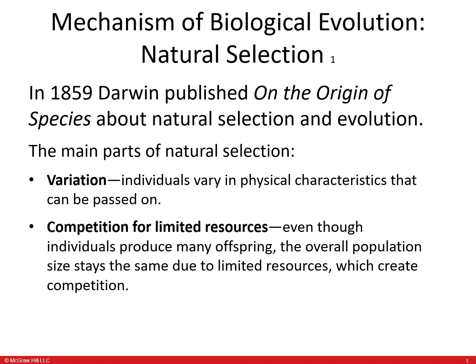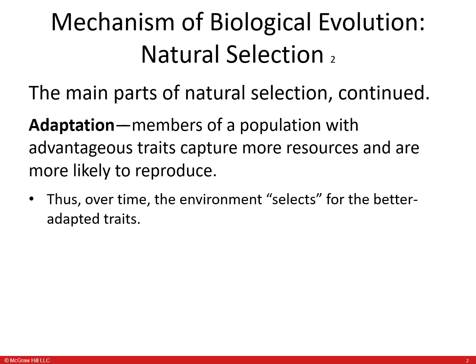Competition for limited resources. Even though individuals produce many offspring, the overall population size stays the same due to limited resources, which creates competition. So members of a population with advantageous traits capture more resources and are more likely to reproduce. Thus, over time, the environment selects for the better adapted traits.